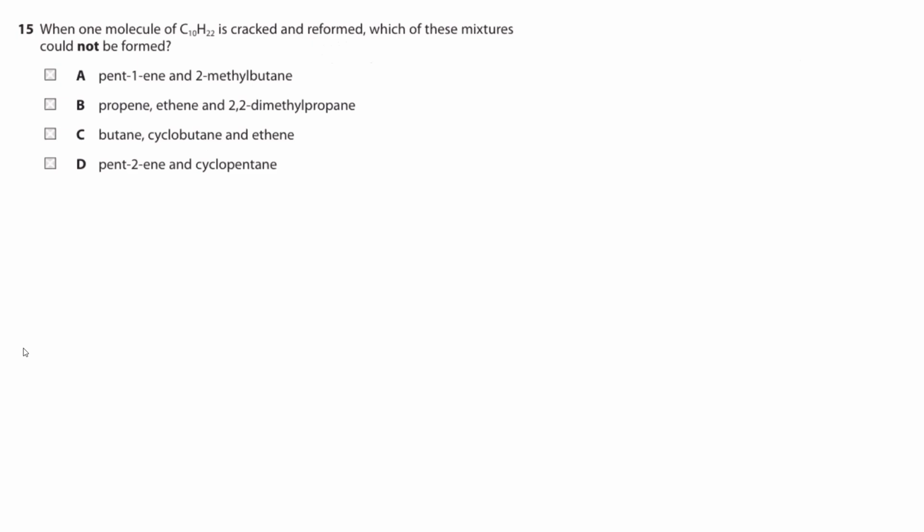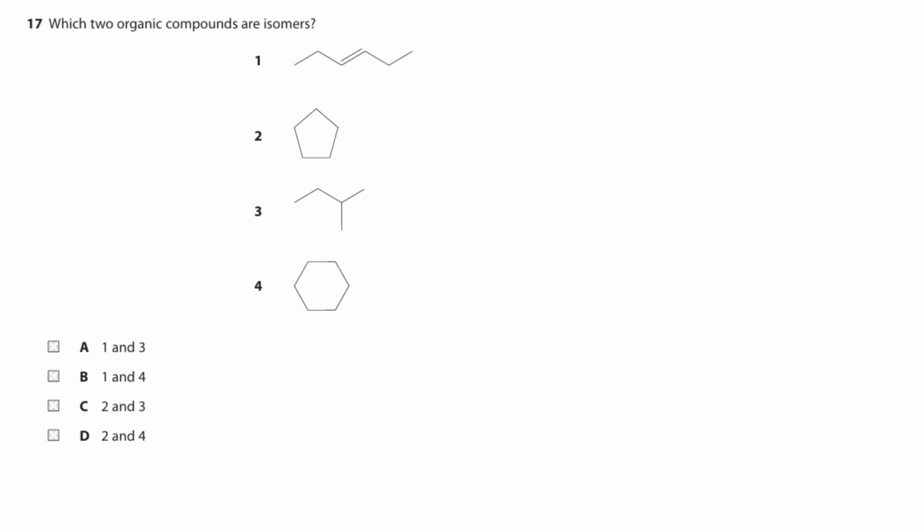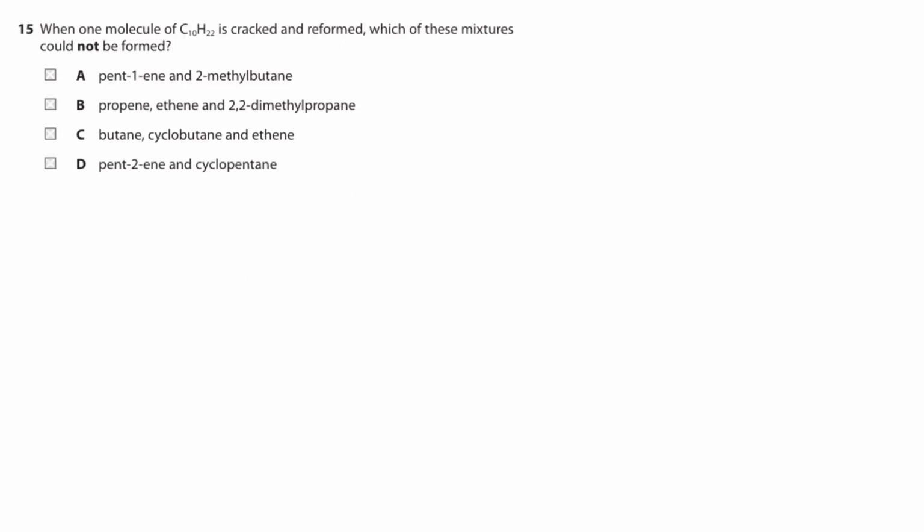Okay. Question number 15. When one molecule of C10H20 is cracked and reformed, which of these mixtures could not be formed? Okay. Before going for this one, I want to discuss something with you. This is the question. No, we'll discuss that one in question number 17. Okay, let's see this part.